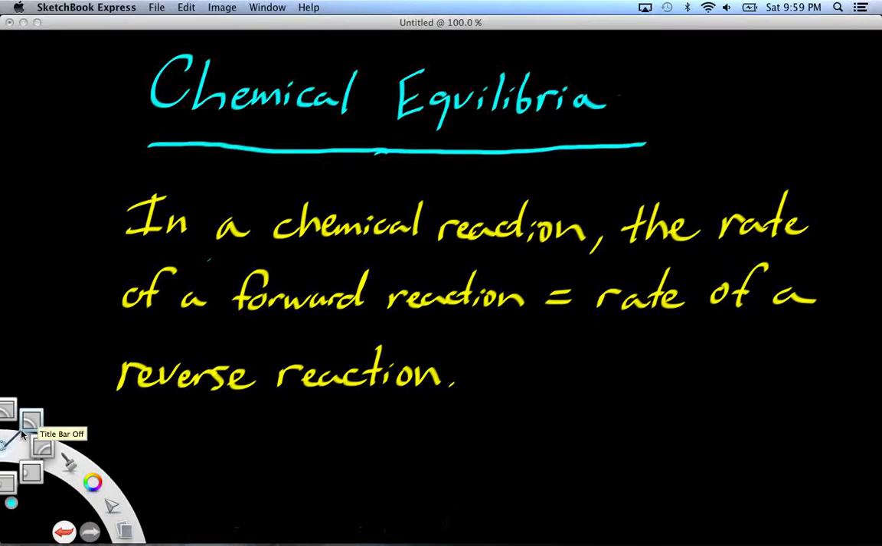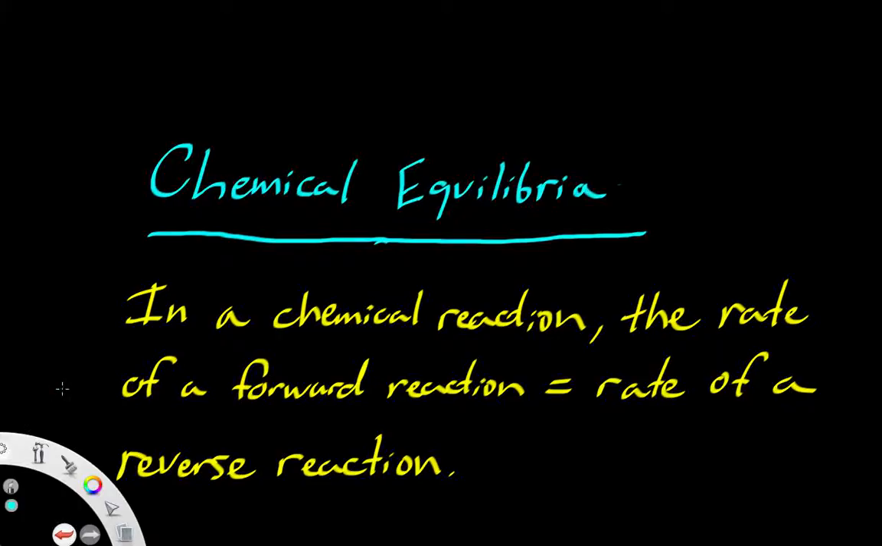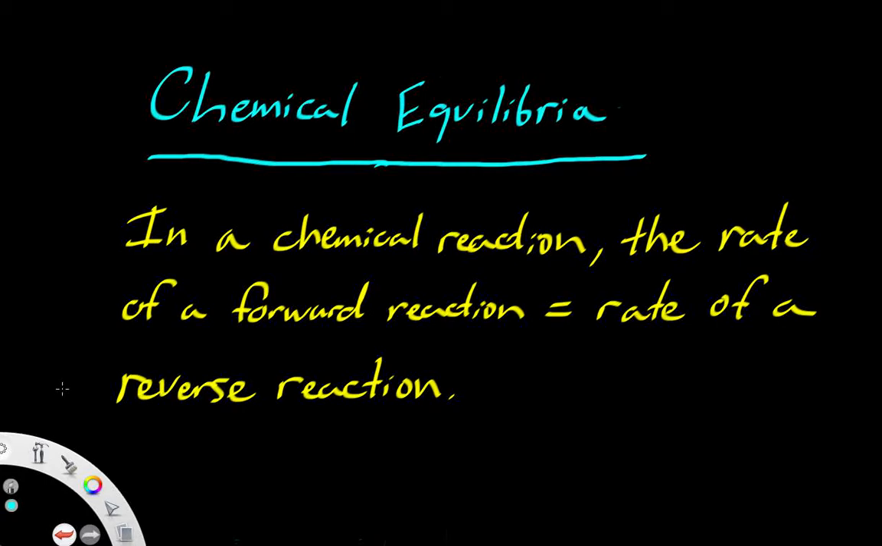So in this video we will be talking about chemical equilibrium. With chemical equilibrium, basically the rate of a forward reaction is going to equal the rate of a reverse reaction during a chemical process. And I definitely want to emphasize that we are talking about rates.